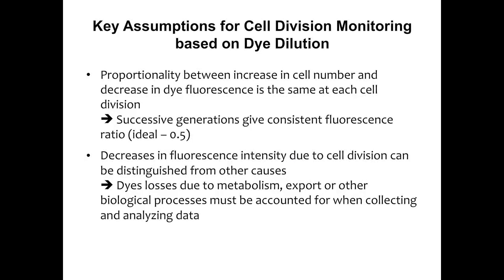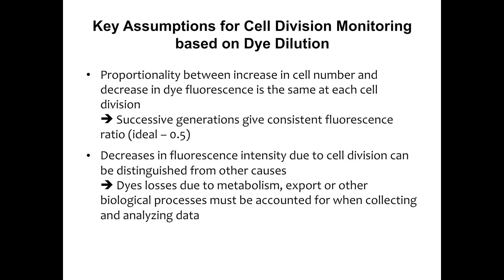So in this, there's some basic key assumptions that we basically take for granted, which as we go through this may or may not be true. The first idea is that the proportionality between an increase in cell number and a decrease in dye fluorescence is the same at each division. So essentially what that means is that the number of cells are going to double and the fluorescence intensity is going to decrease by half with each consecutive generation.